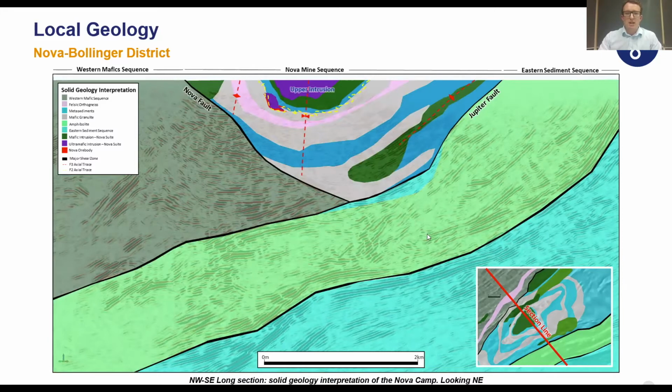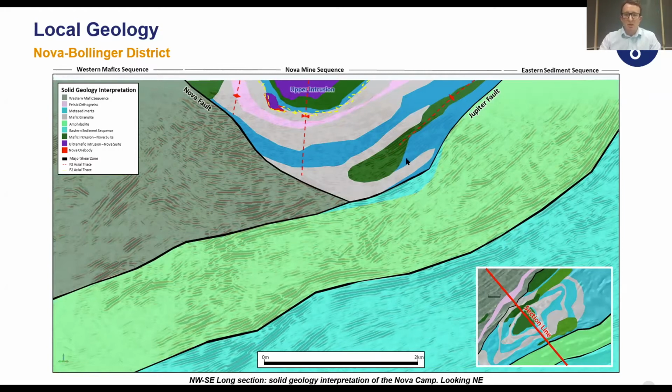So the key controls at this scale are these two major faults called the Jupiter fault and the Nova fault, and you can see the relationship between those. We find that our mineralized intrusions are either focused along those faults or within this sequence called the Nova-Bollinger sequence. And that gives our team a fundamental targeting element at this scale, because we can map these three different lithostratigraphic domains up and down the belt.